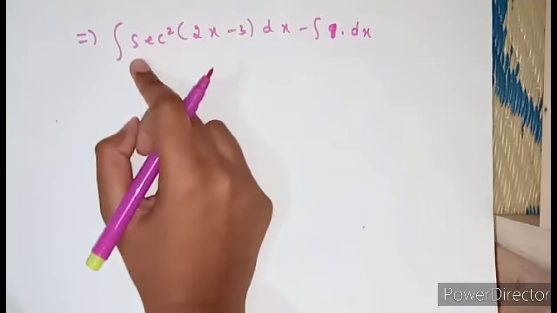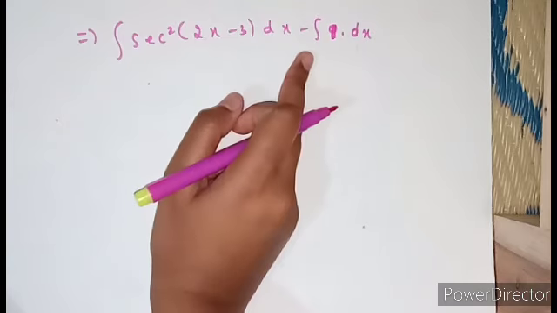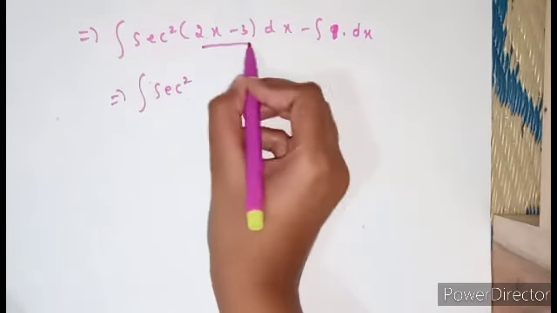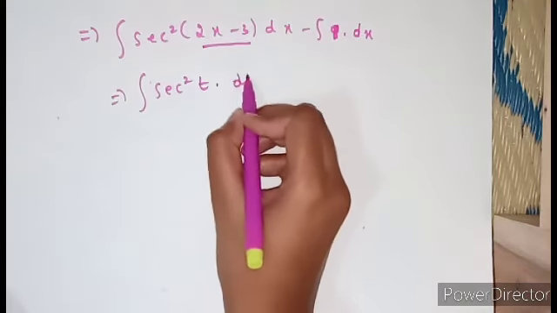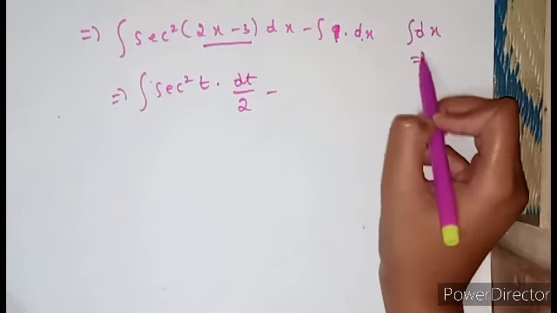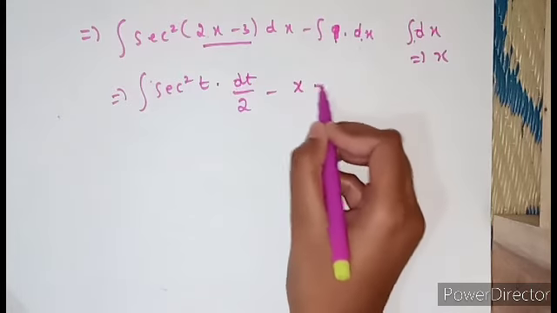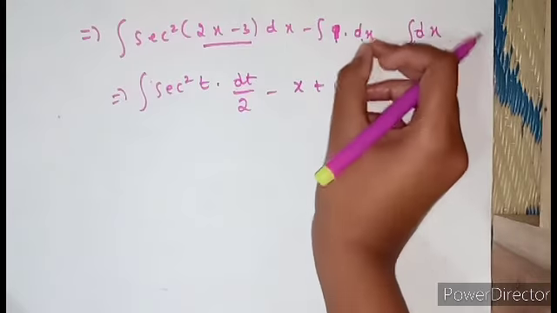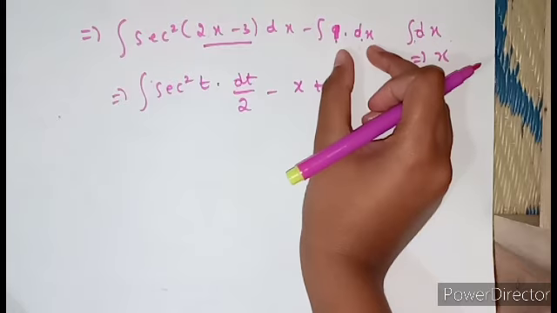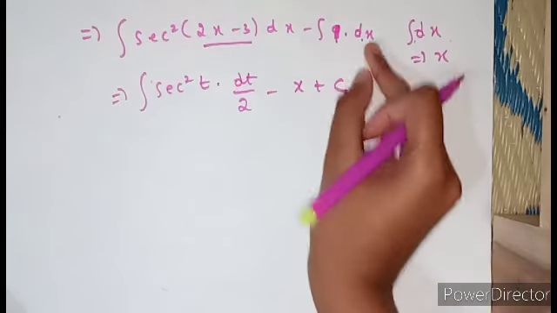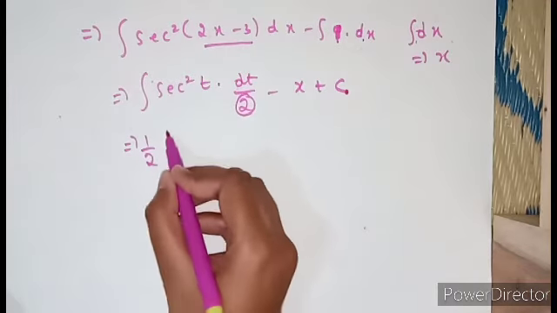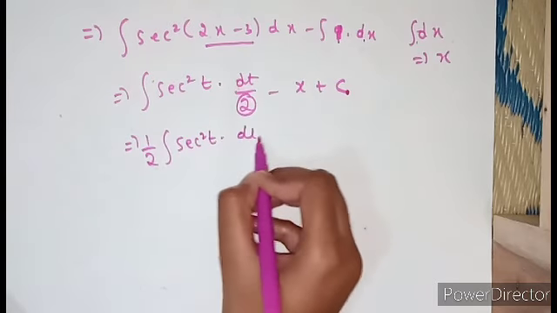So here the integral of secant square 2x minus 3 dx is minus the integral of 1 into dx. Substitute secant square: we have taken 2x minus 3 as t, so t, and dx is dt upon 2. Here the integral of 1 into dx is dx, the integral of dx is x itself, so minus x plus the integration constant. Why x here? Because here we have dx, so x. Here we don't have t. If we had t here, then we could put t here, but here we have dx, so put x here. Now take this 1 by 2 outside, 1 upon 2 integral of secant square t dt minus x plus c.